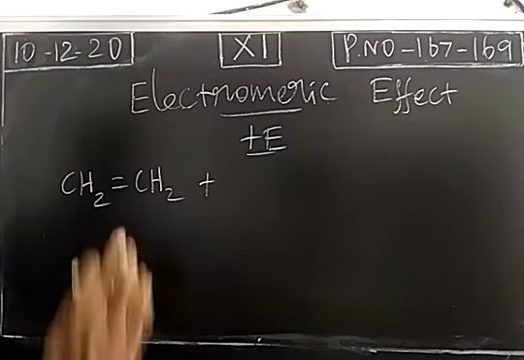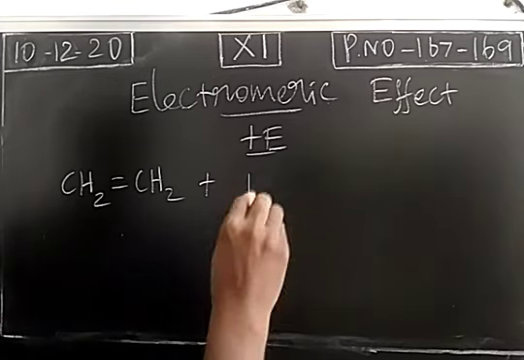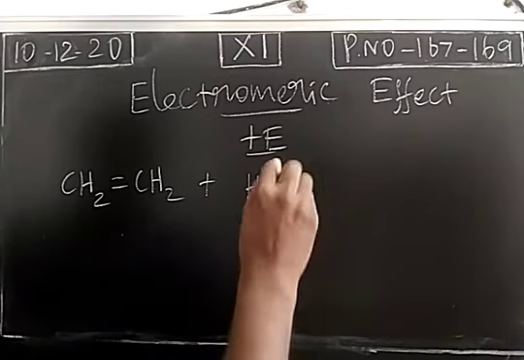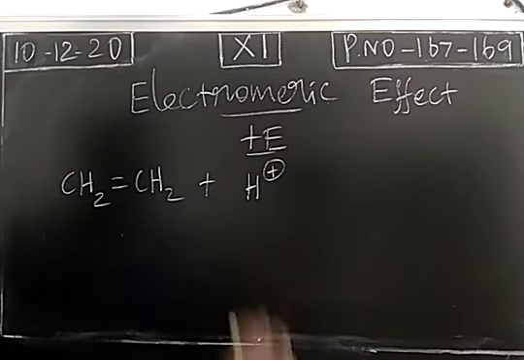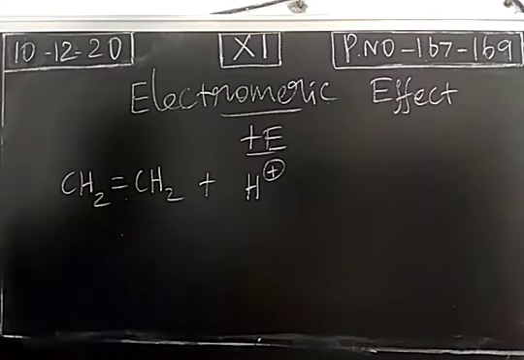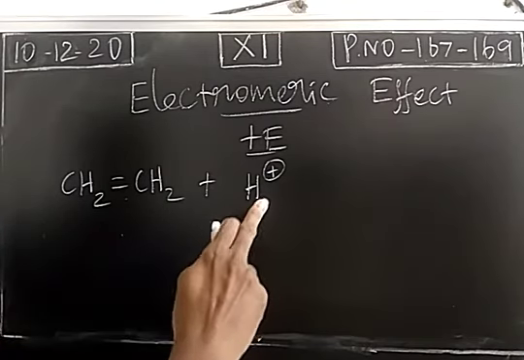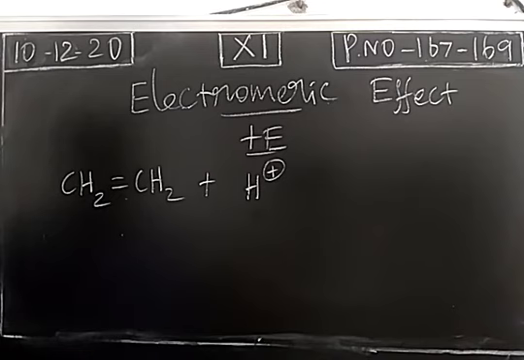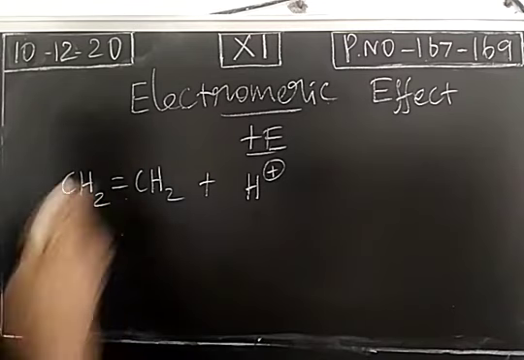When this unsaturated compound is combining with an attacking species H+. So an attacking reagent with a positive charge is an electrophile. This is an electron loving species. It will attack an electron rich center. So we take proton as an electrophile. In the presence of an electrophile, the pi electron is making a bond with this proton, which is electron deficient. It will like an electron rich center. So here electron density is more.